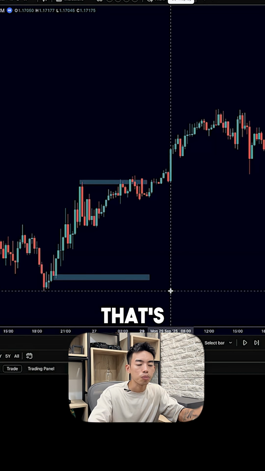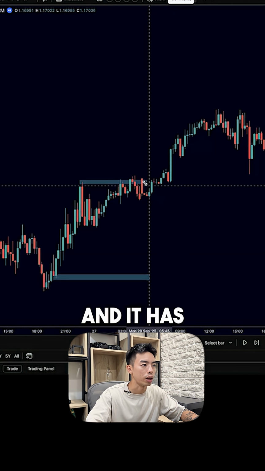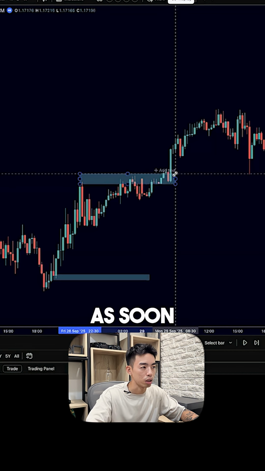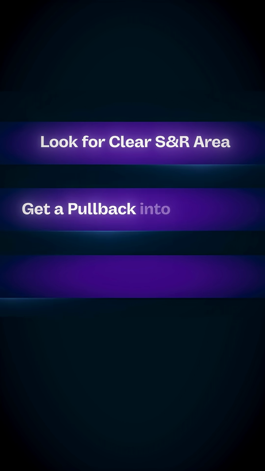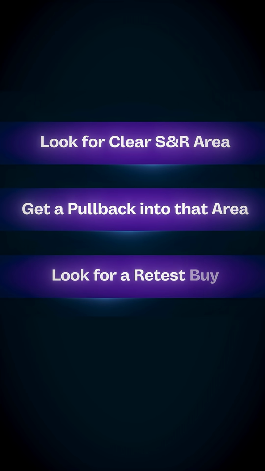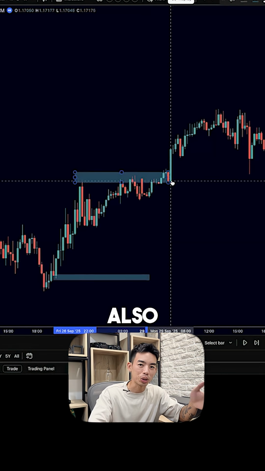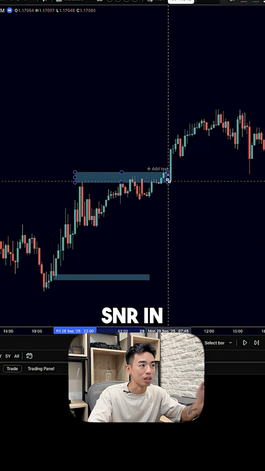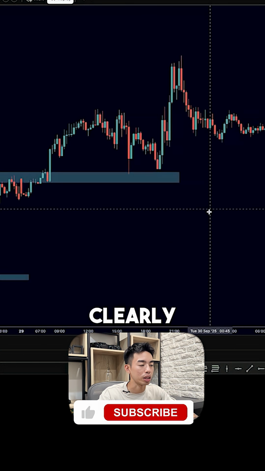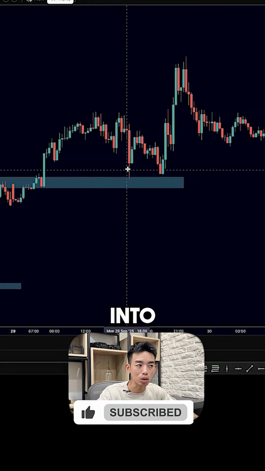At around 8 a.m., that's where Asia session has opened and it has breached beyond this area. As soon as that breach happened, all I need to do is look for a clear support equals resistance area and see if we can get a pullback into that area and then look for a retest buy, right? And this also happens to be an SNR in the market, right? So if we drag this out, we can clearly see price pulls back into that area, right?